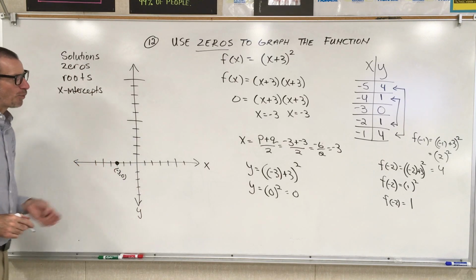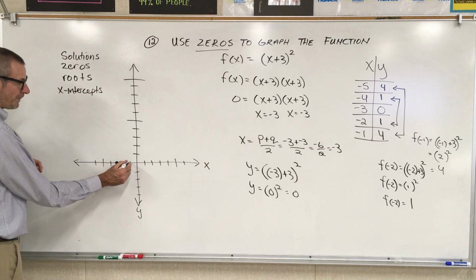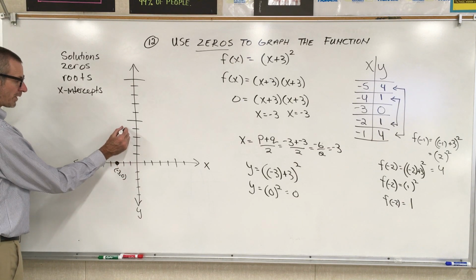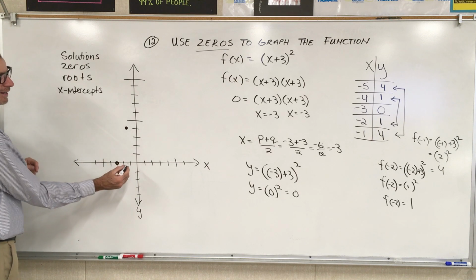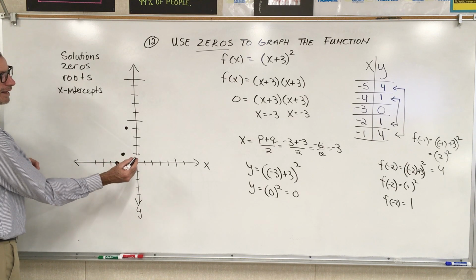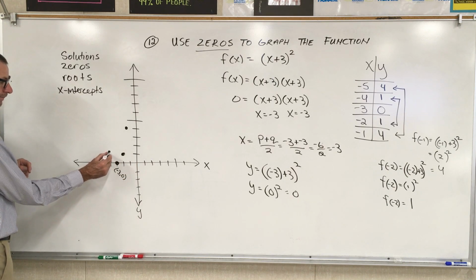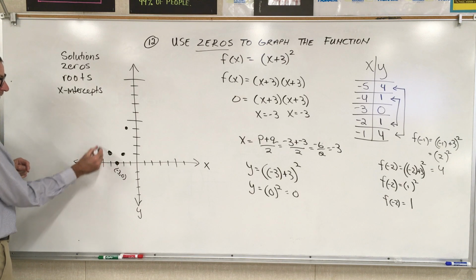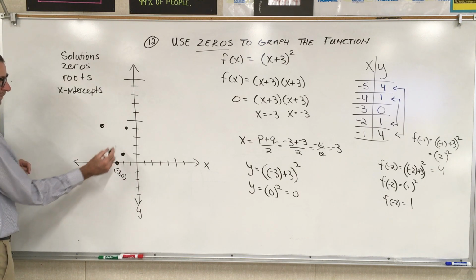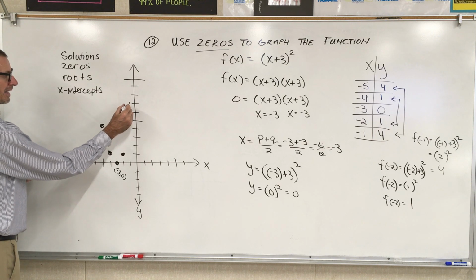Now instead of having only 1 point, I have 5 points that I can put on my graph paper. So I go to -1 and up 1, 2, 3, 4. And I go to -2 and up 1. And I go to -3 and up 0, -4 and up 1, -5 and up 4. And my graph will be a smooth parabola that looks like this.